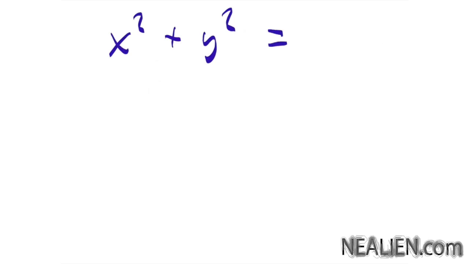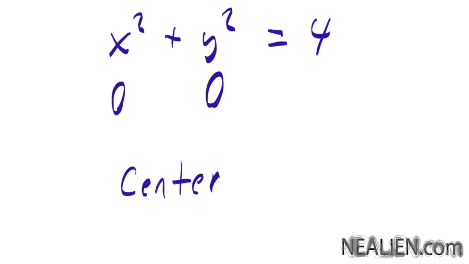Let's say we have x squared plus y squared equals 4, which is what we started with. You can just plug in 0 for x. You can just plug in 0 for y, and you get 0 for those places. So the center is going to be 0, 0.